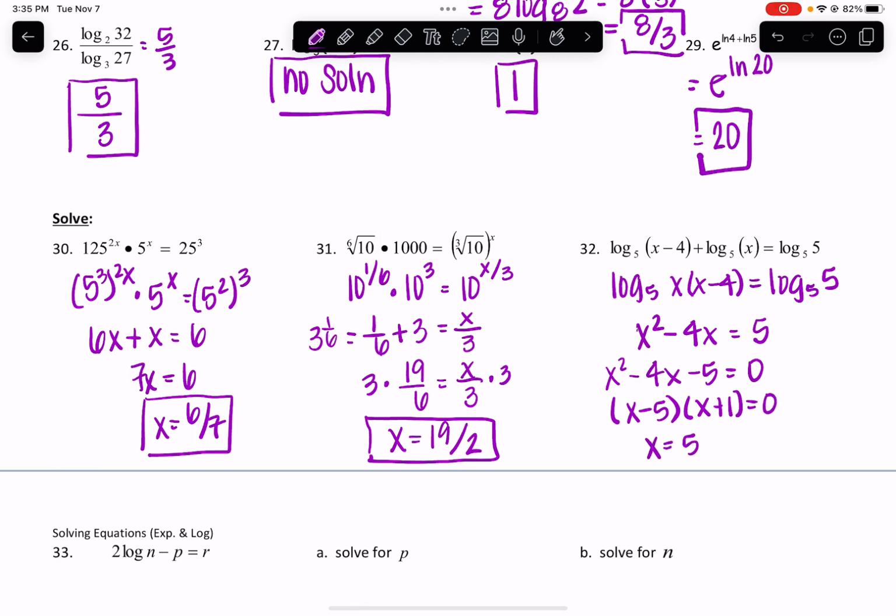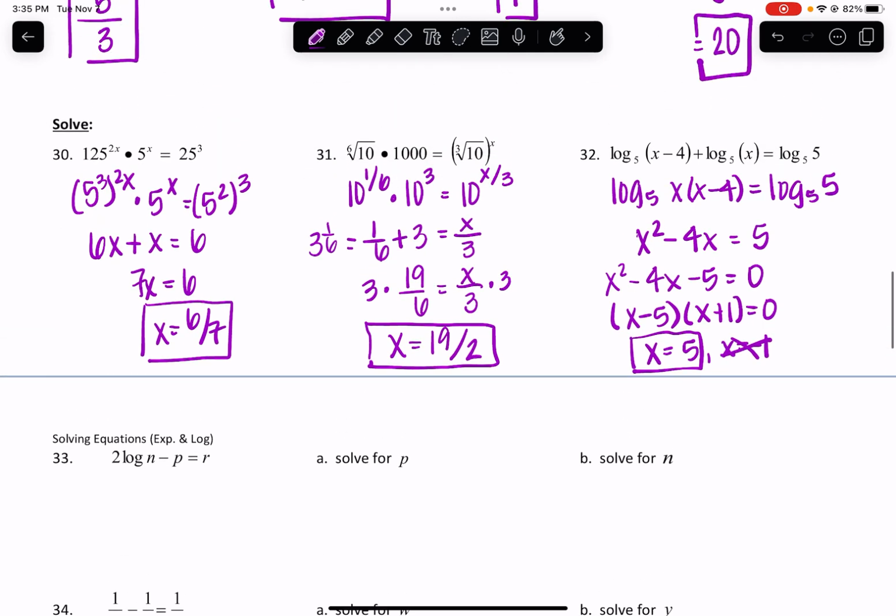x is equal to 5. x is equal to negative 1. And the negative 1 is extraneous, so it won't work. Here's 5. And that's the end of that.